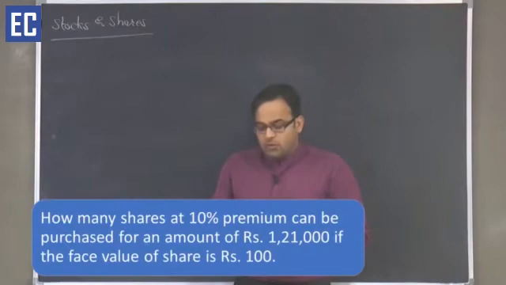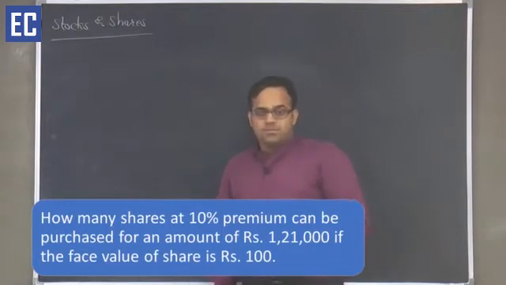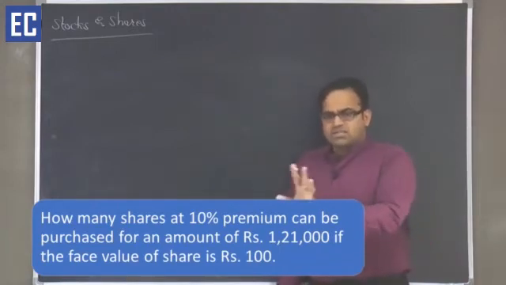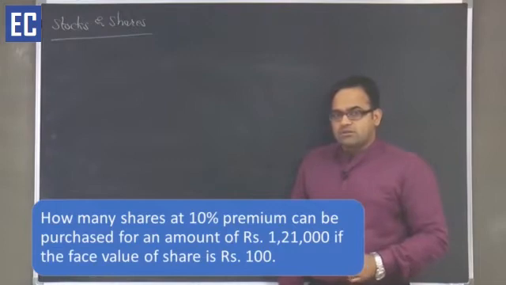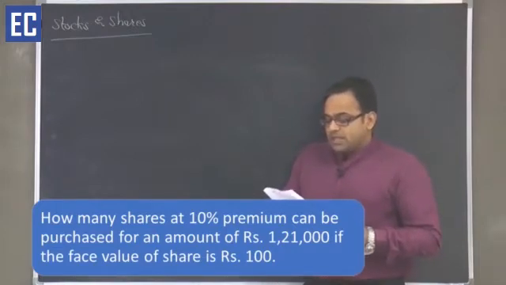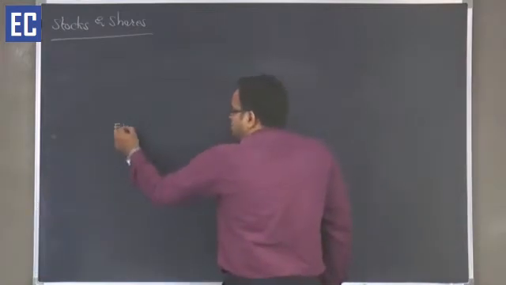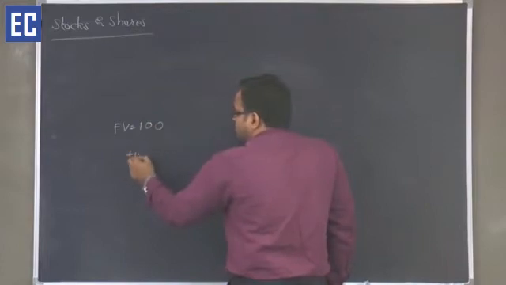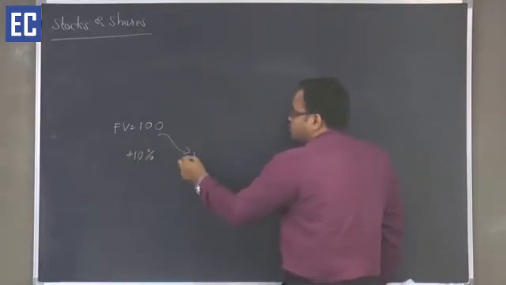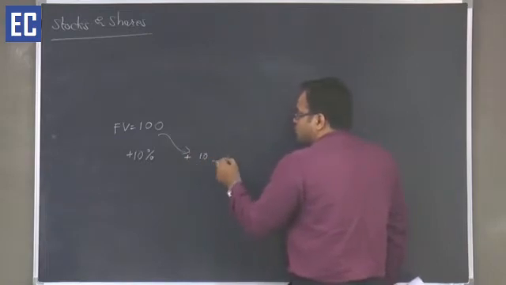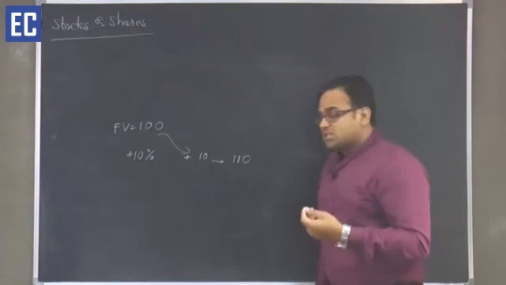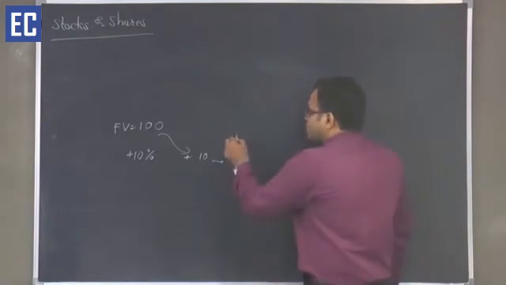Example 1. How many shares at 10% premium can be purchased for an amount of rupees 1,21,000 if the face value of the stock is rupees 100? You should pause the video, attempt this question, understand the terminology, and then continue with the video. If the face value is equal to 100 and it is selling at 10% premium, that means on 100 it is plus 10, so this will become rupees 110. So every stock is being purchased at rupees 110. So my market value is 110.